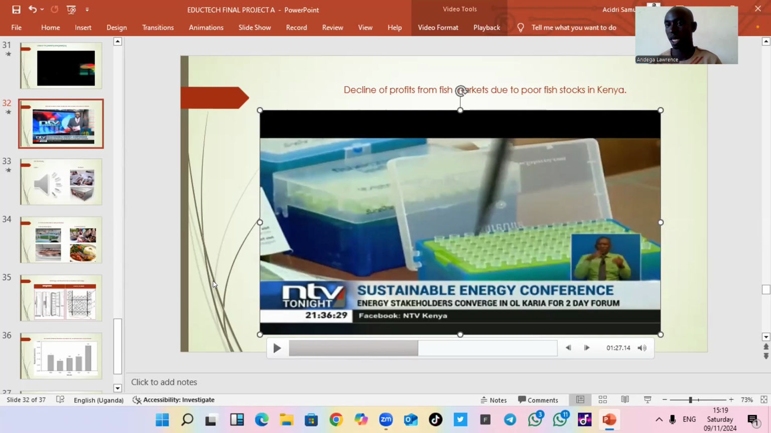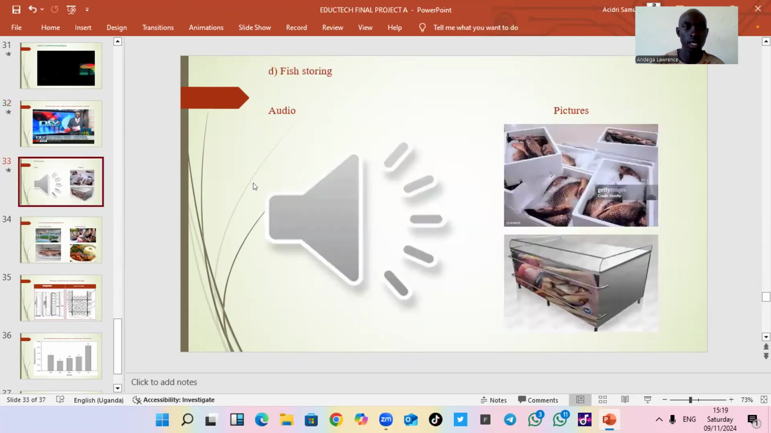So that is to make learners understand that in the process of fish marketing, there are always losses encountered, and there are always profits made. So that is how it is done. And then we have also fish storing.